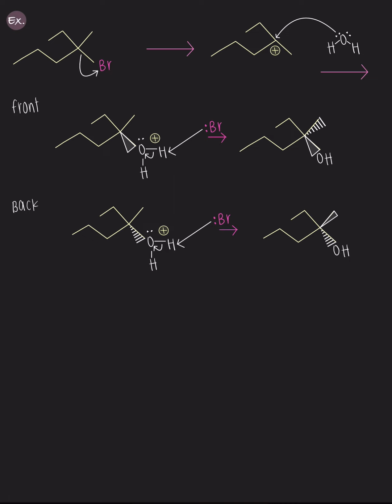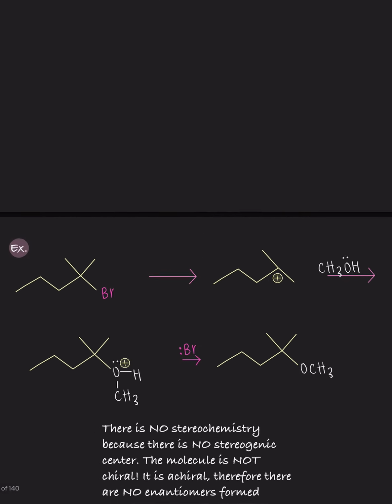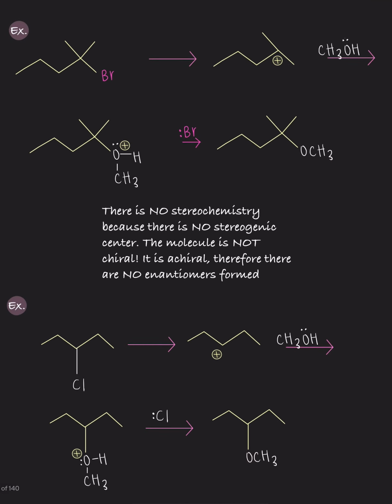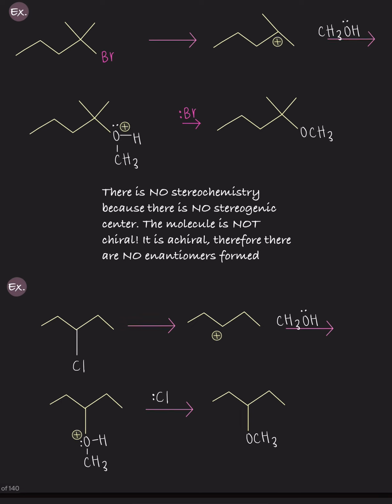Now, let's go over examples in which you won't have enantiomers. So it seems very similar to the first thing that we did. And I even wrote a note. There is no stereochemistry because there's no stereogenic center. This molecule is not chiral. It is achiral, and therefore there are no enantiomers formed. So drill that in your head. If you don't have a chiral center, then you're not going to have enantiomers.